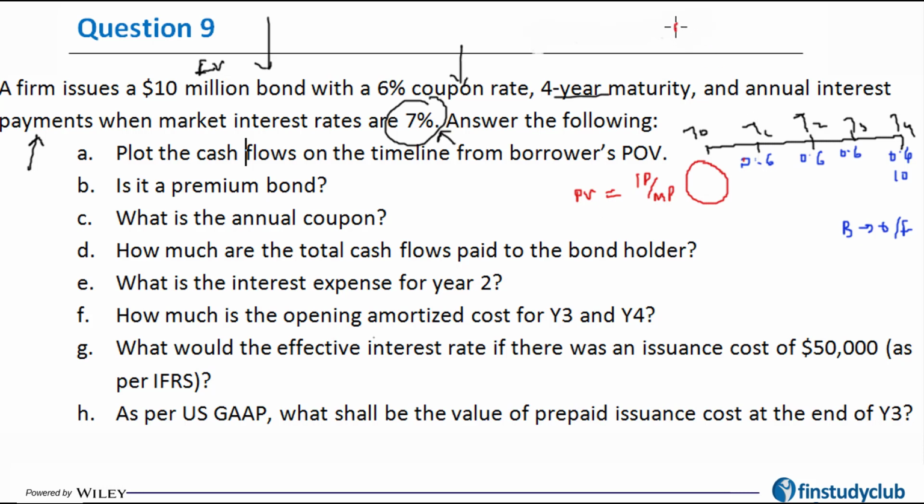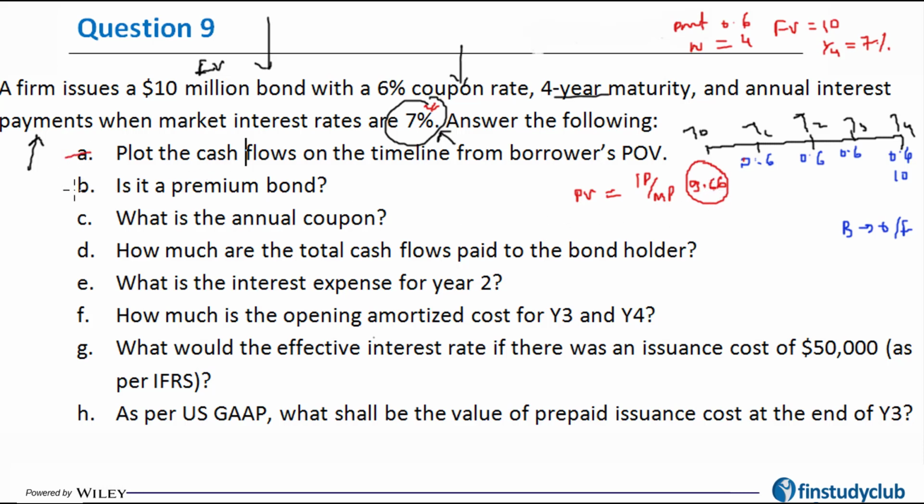If the PMT is 0.6, N is equal to 4, future value is equal to 10, and I/Y is equal to 7, compute the present value. It gives me an answer of 9.66. So 9.66 becomes the issue price, the value at which the bond will be issued.